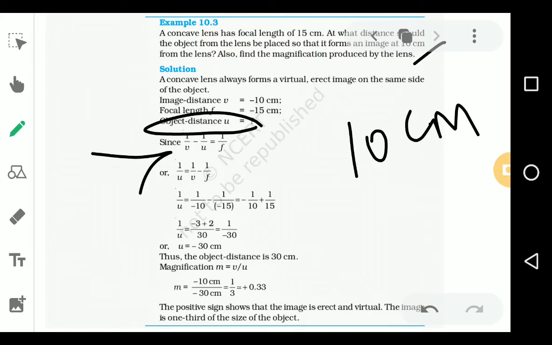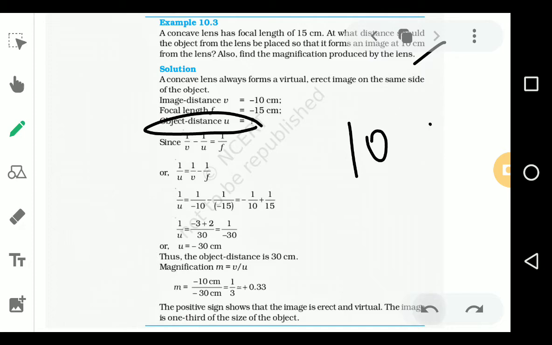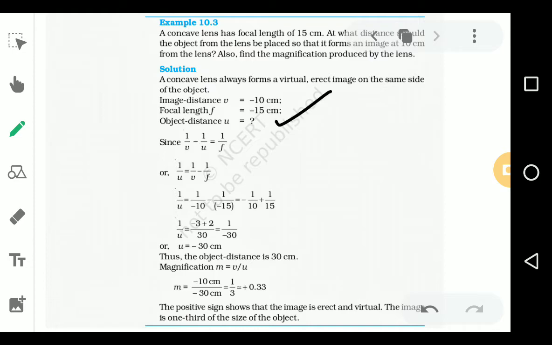And as we know, for a concave lens, the image is always produced on the negative x-axis, and that is also erect, right? So a negative x-axis means the image distance we have to take as minus. So image distance v, as you can see here, is taken as minus 10 centimeter. And the focal length is also on the negative x-axis, so this is also minus 15 centimeter. So v is given, f is given, and you need to find u.